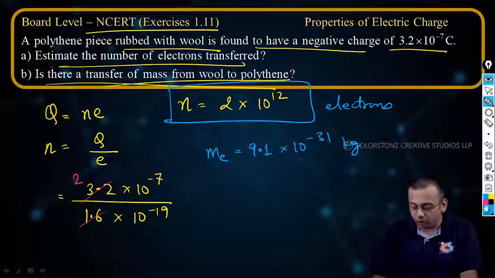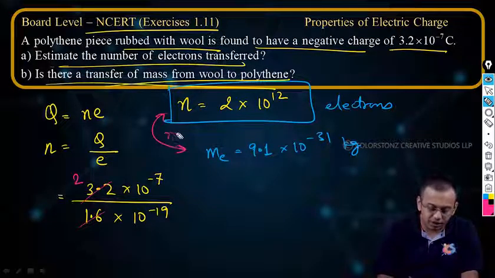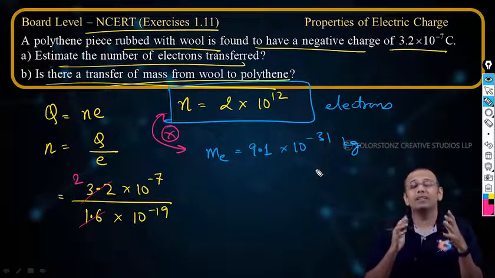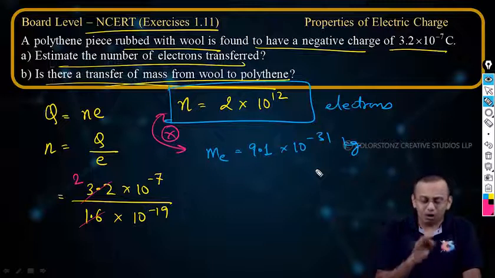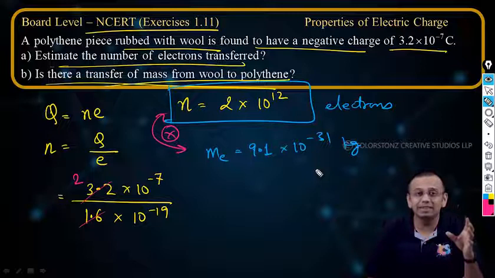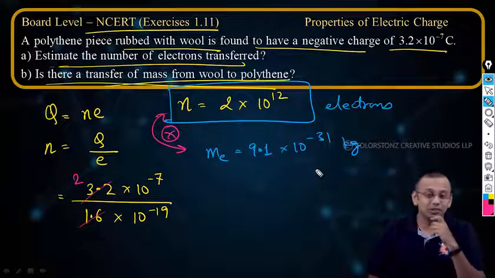So if you want to know how much mass has been transferred, just multiply these two. You can see that the order of mass will be very, very small. So for all practical purposes, even for solving numericals, this is negligible and we don't have to bother about it.